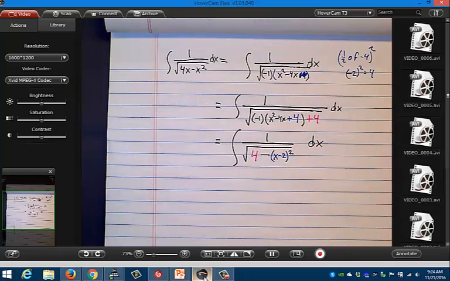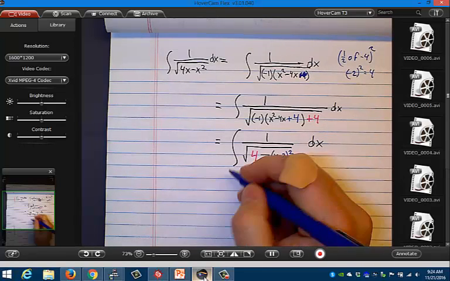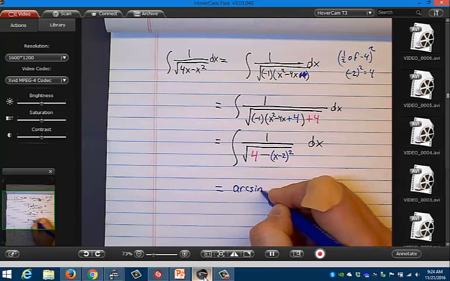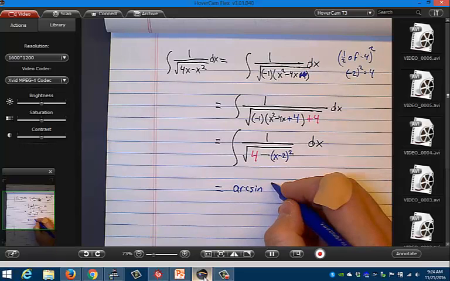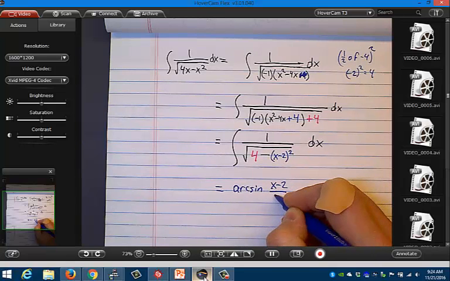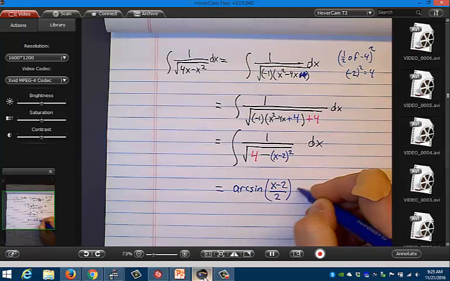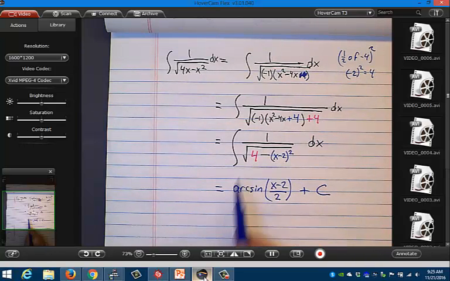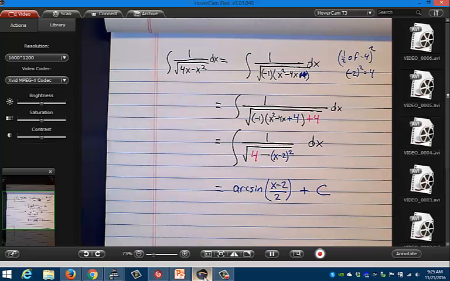Okay? And since I'm out of time, I'm just going to apply the formula instead of doing all that other stuff I showed you. The formula would be arc sine x minus 2 over 2 plus c. Because that's the u and that's the a. The a is 2. All right.